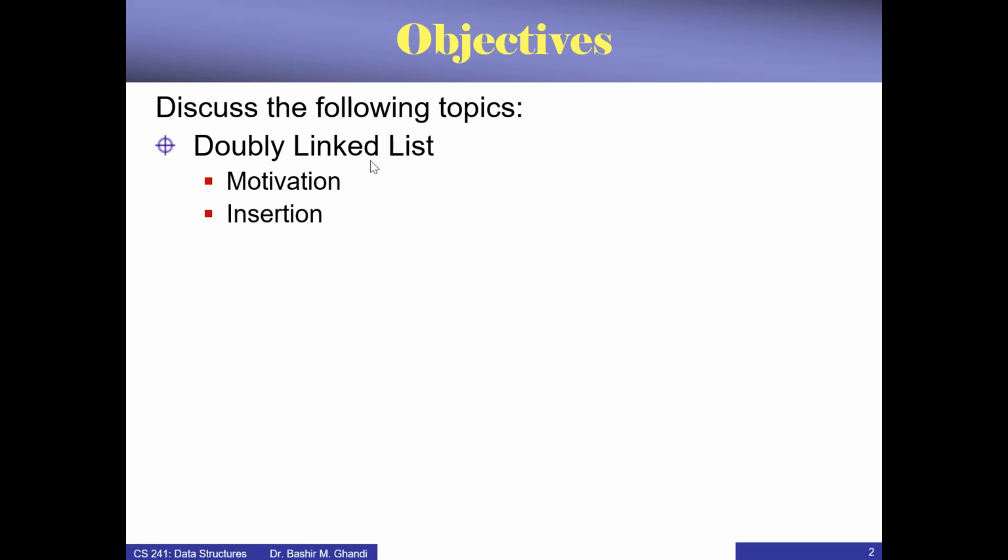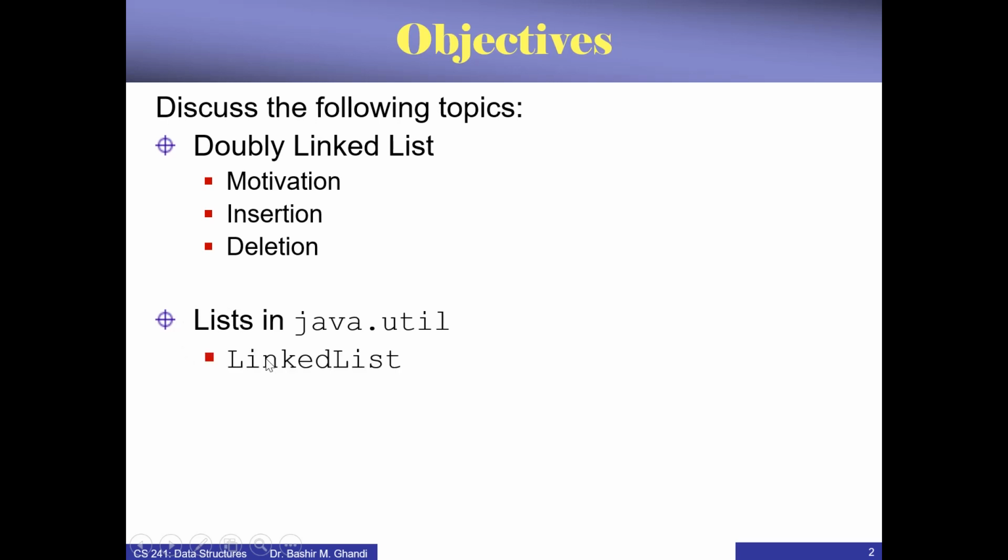And then we will go deep into the implementation. How do we implement doubly linked list? Looking at processes like insertion, deletion, and so on, like we did for the singly linked list. In the second part of the lecture, we will look at the lists that are available in the Java library, particularly linked list and array list. I'm sure you have come across this in your programming 2 course, so this is more like a revision.